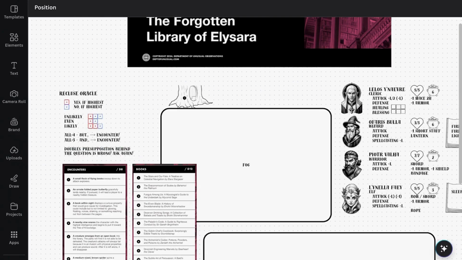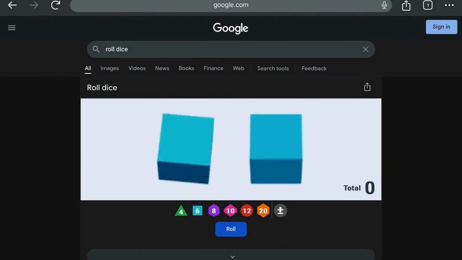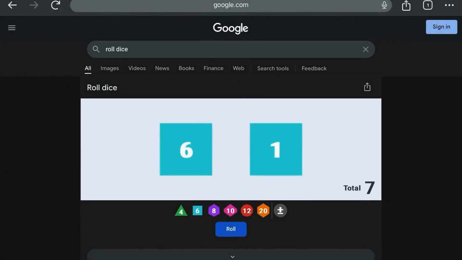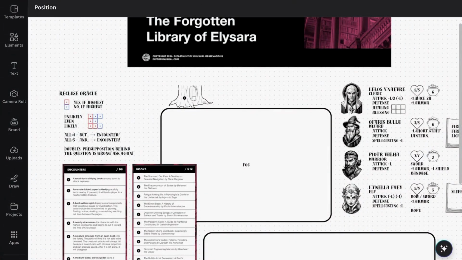So the question is: is the trunk Lelos found the entrance of the Forgotten Library? Let's roll with 2 dice. The first is the yes, the second is the no. And it is a yes, it is a full yes with a 6 result. So yeah, Lelos found the entrance of this Forgotten Library.